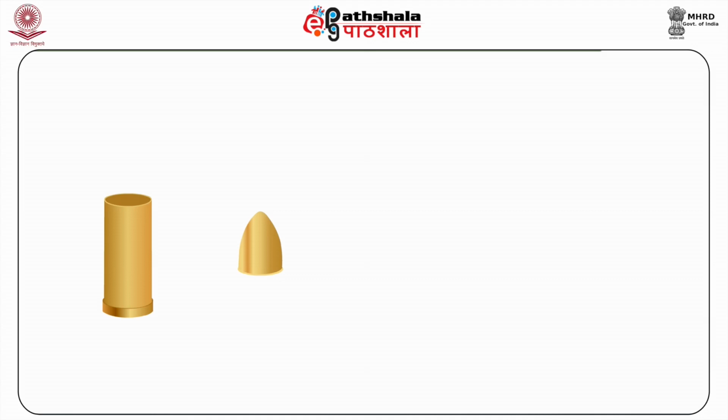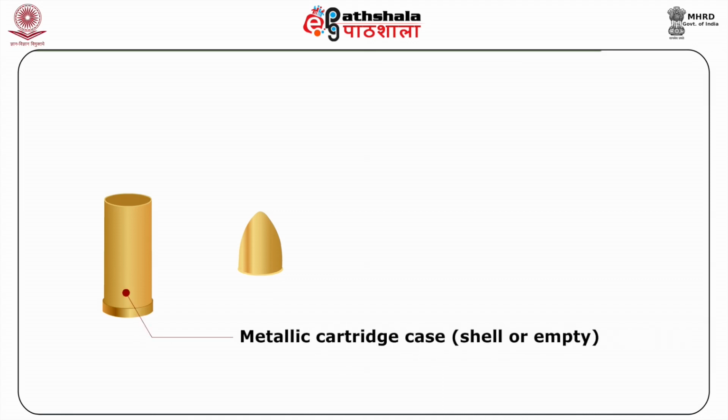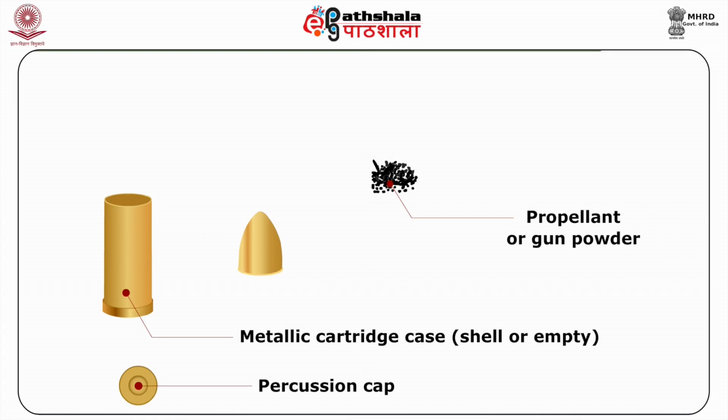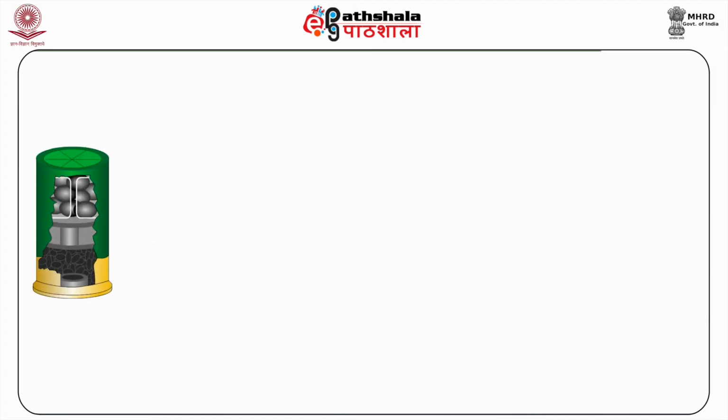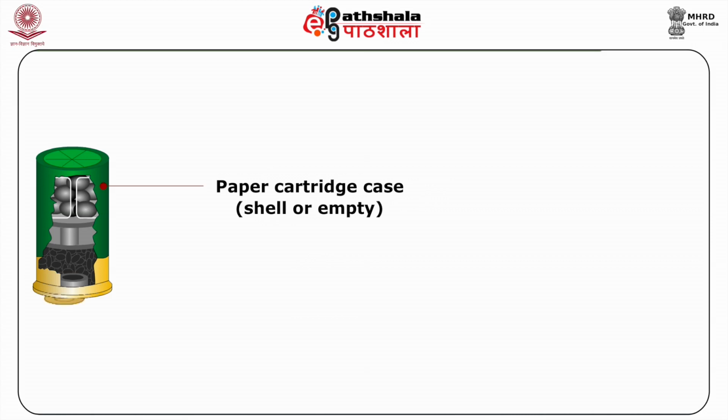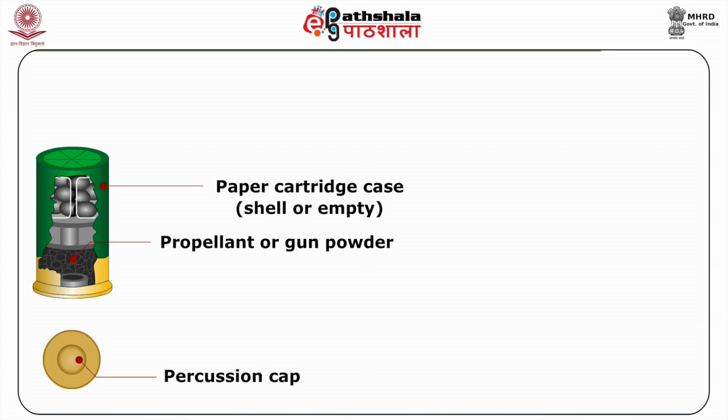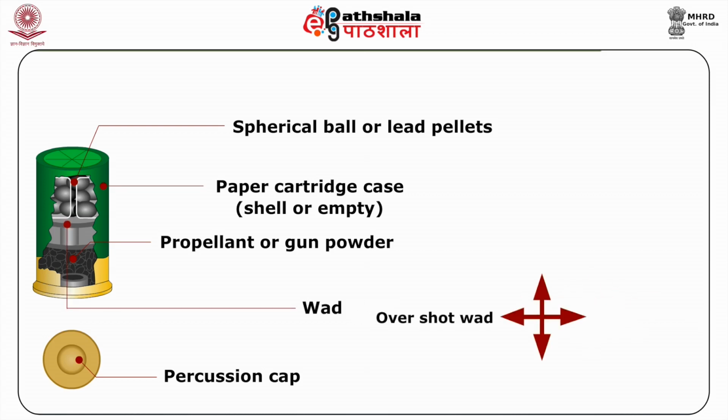Components of metallic cartridges are: A. Metallic cartridge case, shell or empty. B. Percussion cap. C. Propellant or gunpowder. D. Bullet. And those of a shotgun cartridge are: A. Paper cartridge case, shell or empty. B. Percussion cap. C. Propellant or gunpowder. D. Spherical ball or lead pellets. E. Overshot wad, undershot wad, air cushion wad, and overpowder wad.